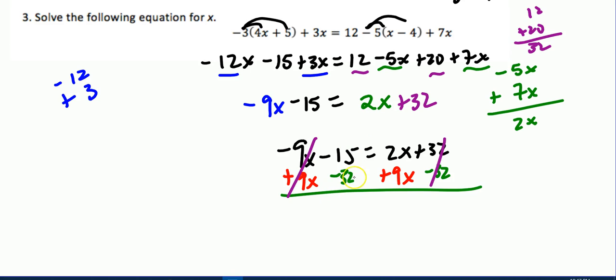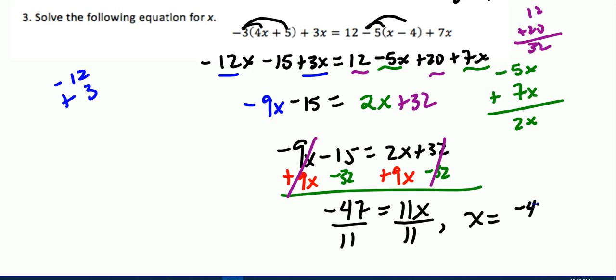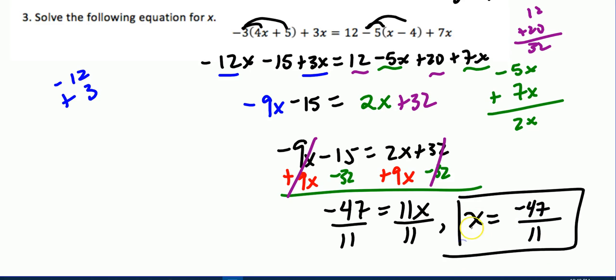Going back to black again, negative 15 minus 32. I can check this on the calculator, I get negative 47. And this is going to be 11x. So divide by 11 because we're multiplying by 11. Get x equals negative 47 over 11, which is going to be kind of an ugly answer. We would be looking for an exact form. There would be no decimals allowed here.